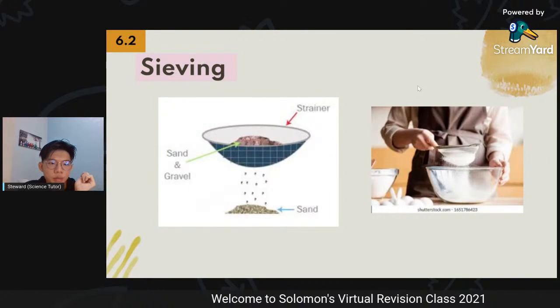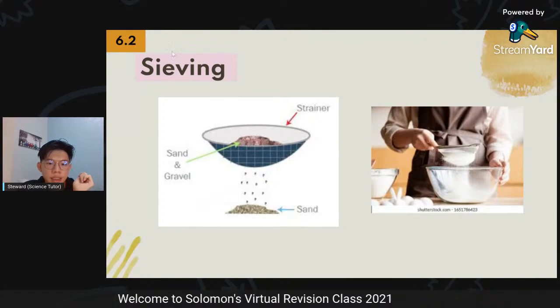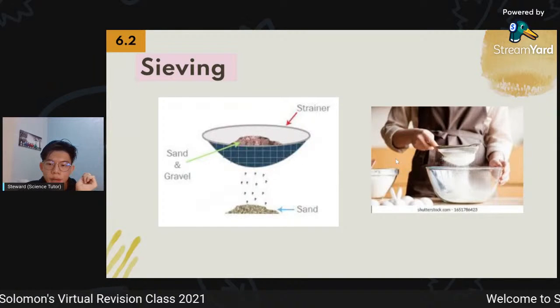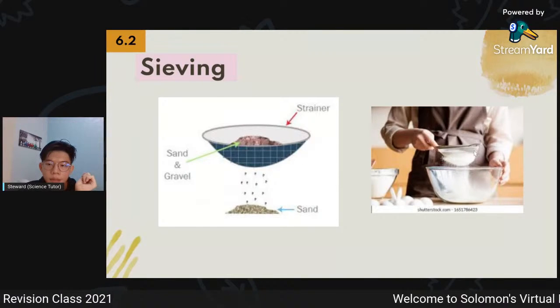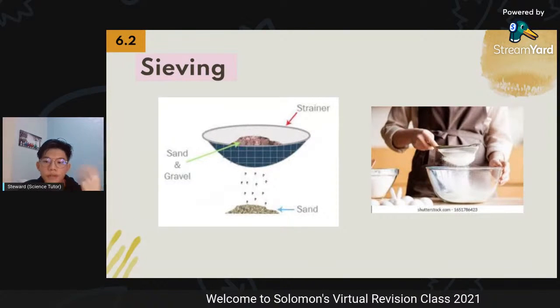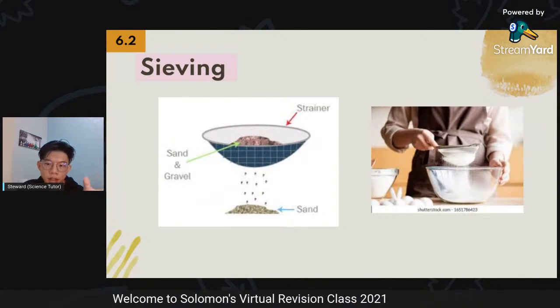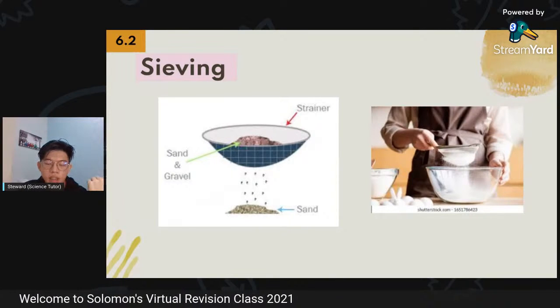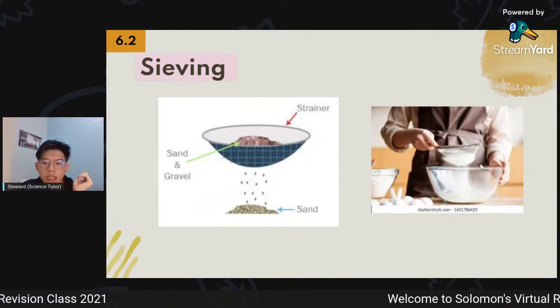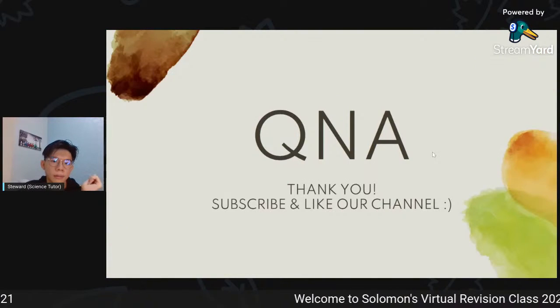Okay, last we got sieving. Okay, sieving maksud dia kita sieve sand and gravel. Maksudnya macam tepung lah, macam kita sieve tepung. Kalau ada batu dengan tepung, macam mana kita nak separate kan? Takkan kita nak guna flotation ke? Takkan, sebab flour tu akan cair. So kita kena guna sieving method untuk dapatkan flour tu dengan batu tu separate kan.